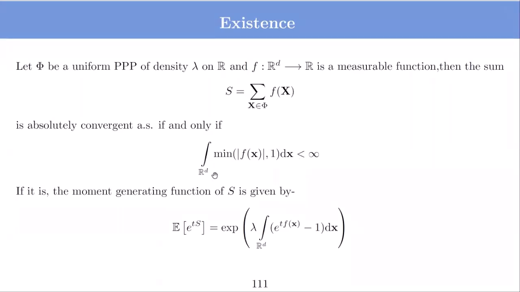So what does this condition mean? It means that if the function takes some high values on some bounded support, that is fine, because then I will take the minimum with 1, and so I will integrate 1 over that region, and that will be finite. But if the function takes high values over infinite space, then this integration will not be convergent. And also, if it takes small values, but the overall integration is not finite, then also S will not exist.